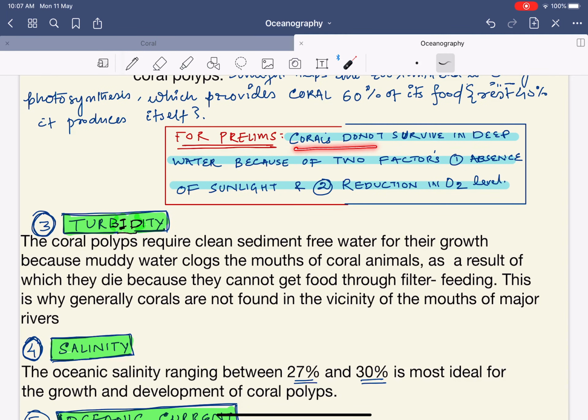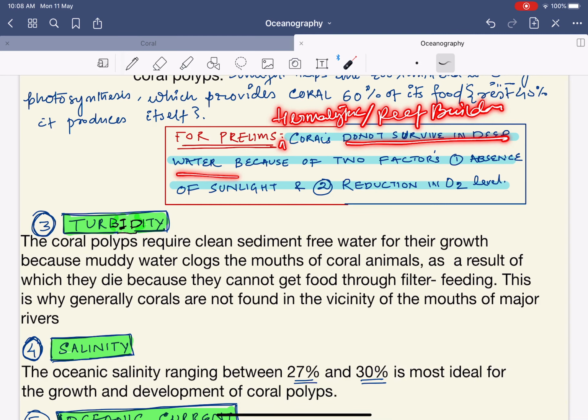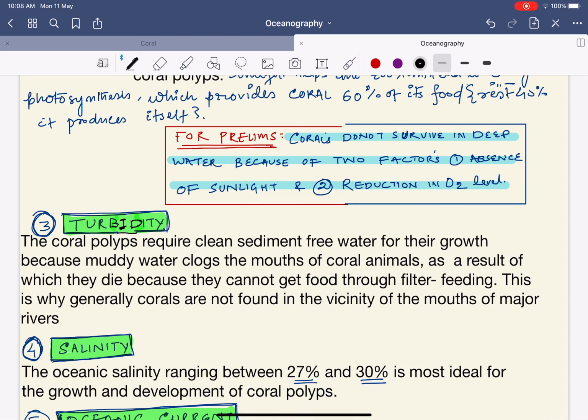See, corals do not survive in the deep water because of two factors. Now, when I say corals do not survive, again I say it's your hermatypic corals or reef building corals. The first is the absence of sunlight, and the second is the reduction in the oxygen level. Remember that as we move down, the oxygen level starts reducing. Hence the corals do not survive in the low oxygenated water.